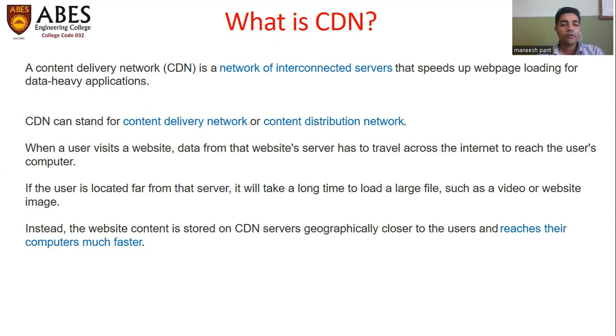Third point, when a user visits a website, data from that website server has to travel across the internet to reach the user's computer. If the user is located far from that server, it will take a long time to load a large file such as a video or website image. Instead, the website content is stored on CDN servers geographically closer to the users and reaches their computer much faster. So that's what I have discussed, that we create a CDN server, or we can call it an edge location.